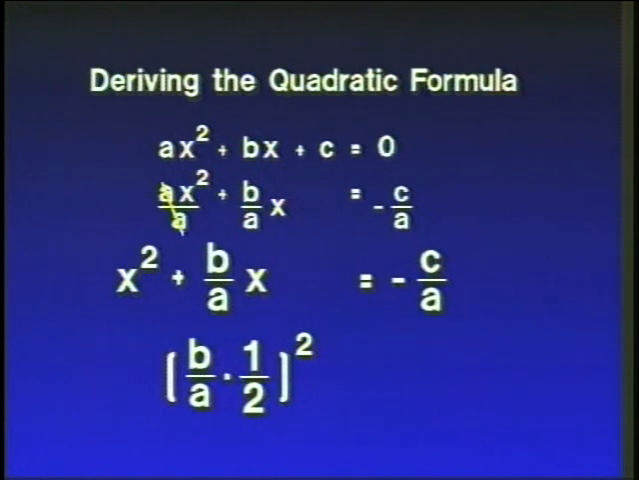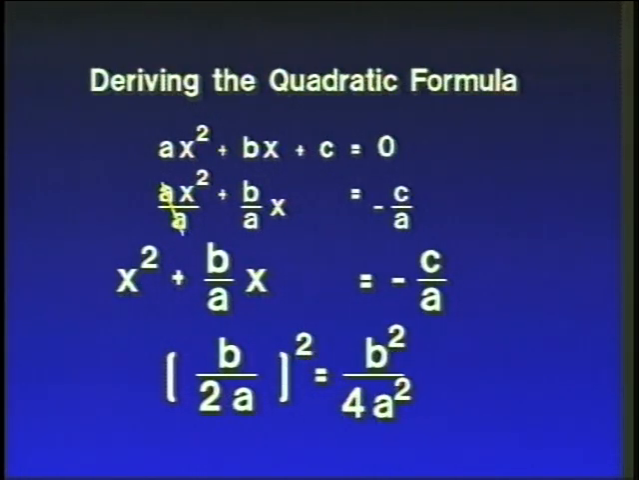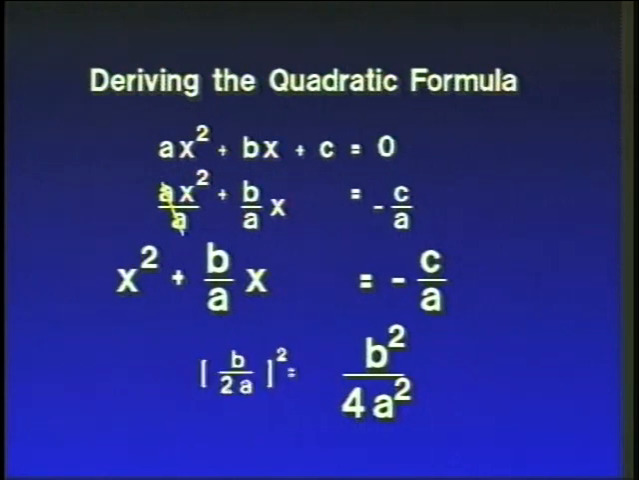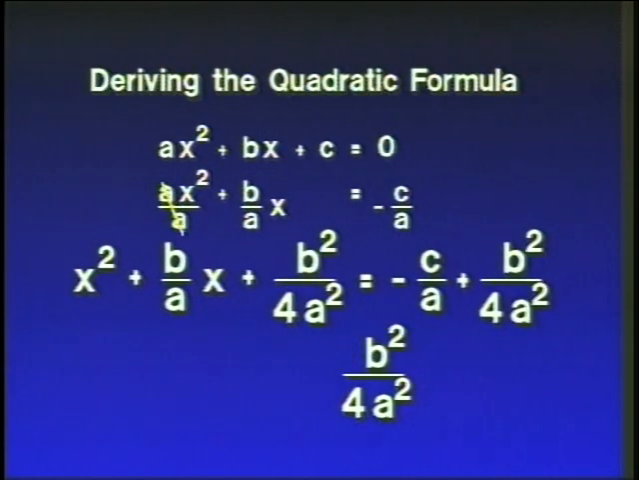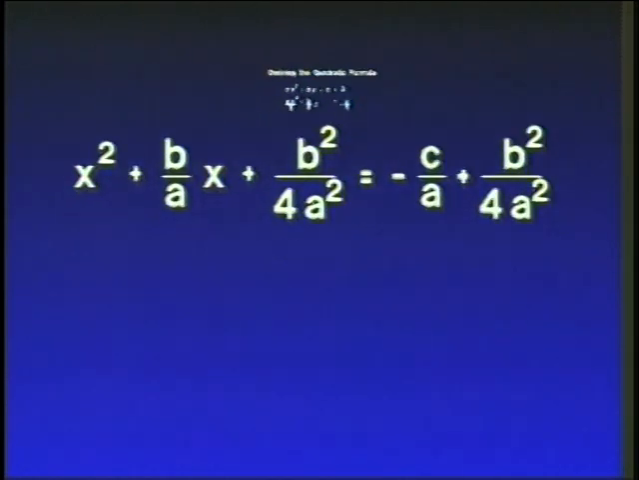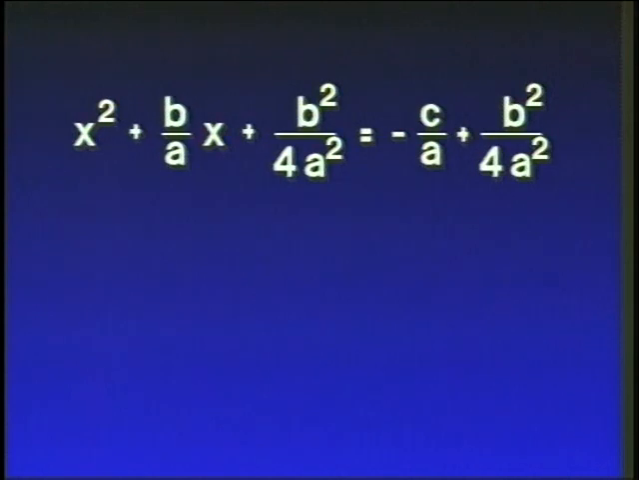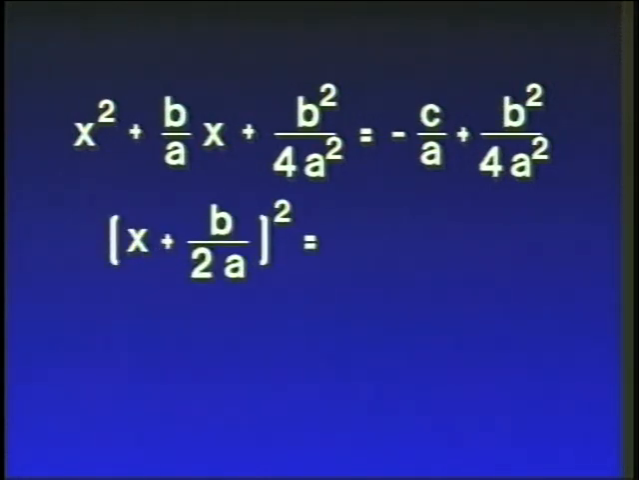Now b over a times 1/2 is b over 2a, and b over 2a all squared is b squared over 4a squared. Now that's the amount we'll add to both sides of our equation. Now we're ready to factor on the left. Now remember what that amount was that we squared. We squared b over 2a, so the factoring is particularly easy on the left side.